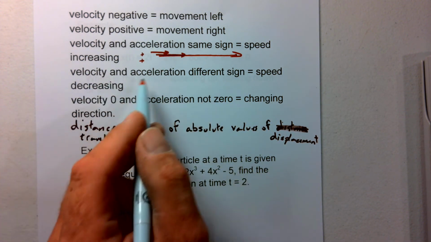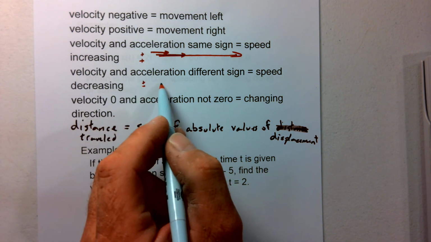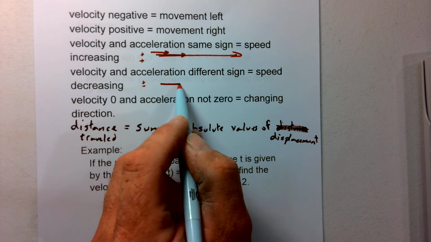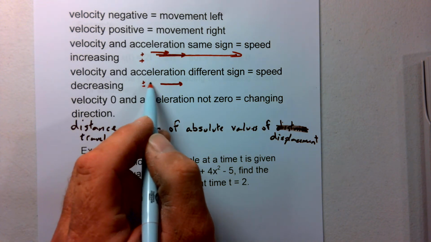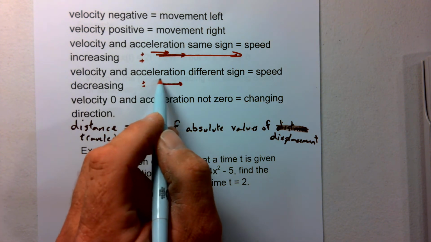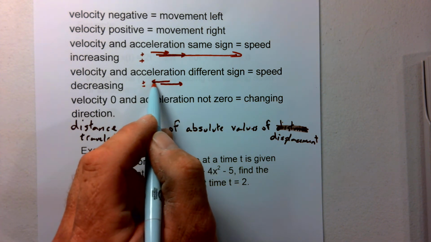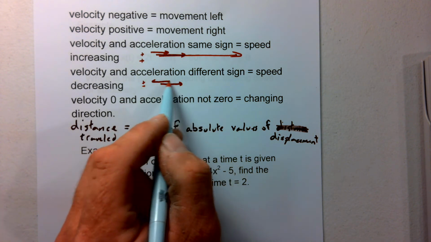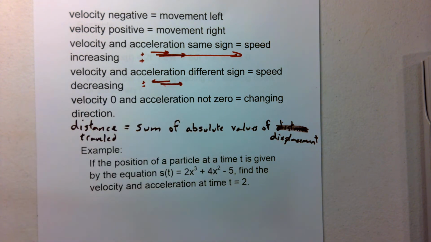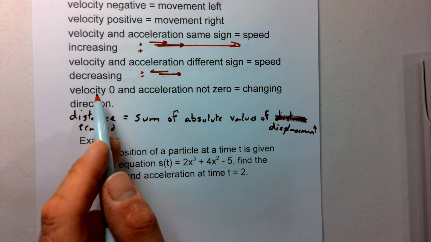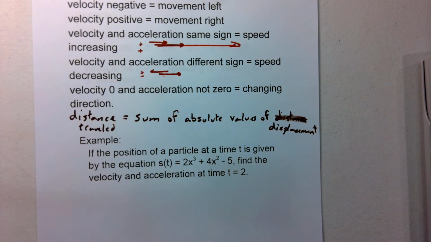But if they're different signs, so maybe one's positive, one's negative. So if I'm pushing there, but then my negative is going in the other direction, it's going to hold this guy back. So we have two forces working against each other, and that's going to be slowing down something, or speed is going to be decreasing. If the velocity is 0 and acceleration is not 0, then we are having a change in direction. And again, our distance, the sum of the absolute values of our displacement, is our distance traveled.